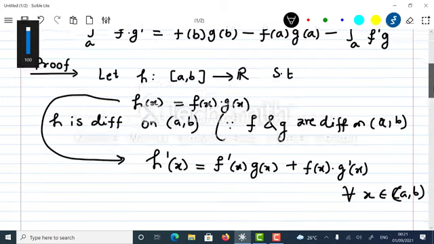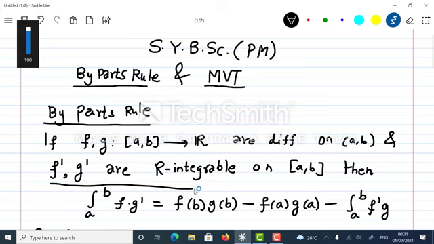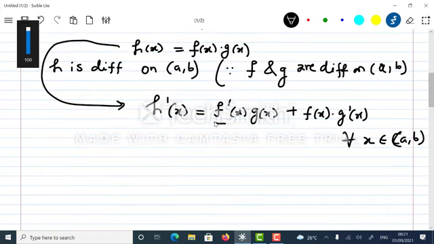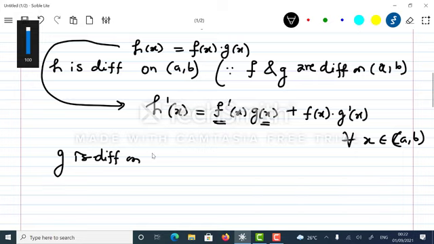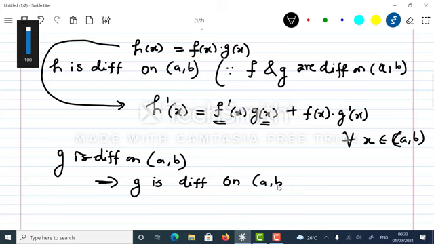Now in the given facts it is given that f dash and g dash are Riemann integrable. Right, so f dash is Riemann integrable, g is differentiable, and differentiability implies continuity, so g is continuous. So let me write this down. g is differentiable on open interval a comma b. Sorry, I should not say differentiable, I should say it is continuous, because differentiability implies continuity. Continuous on open interval a comma b.